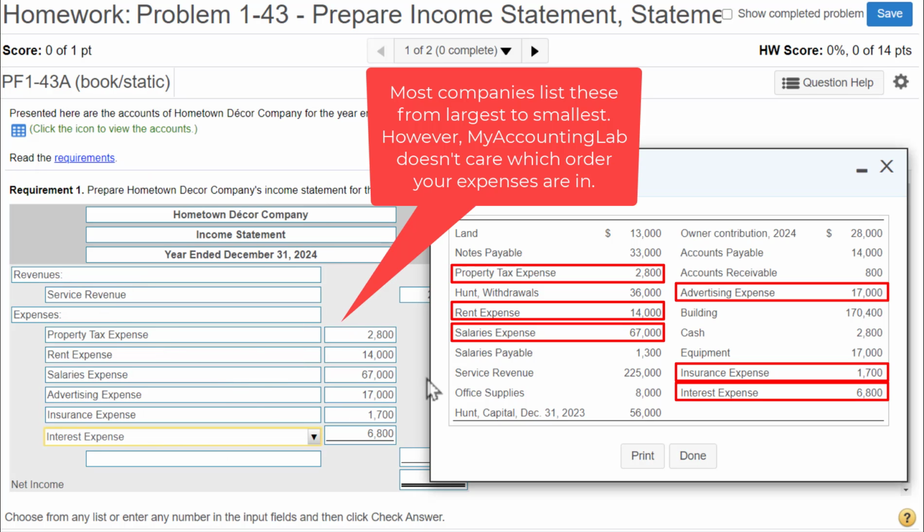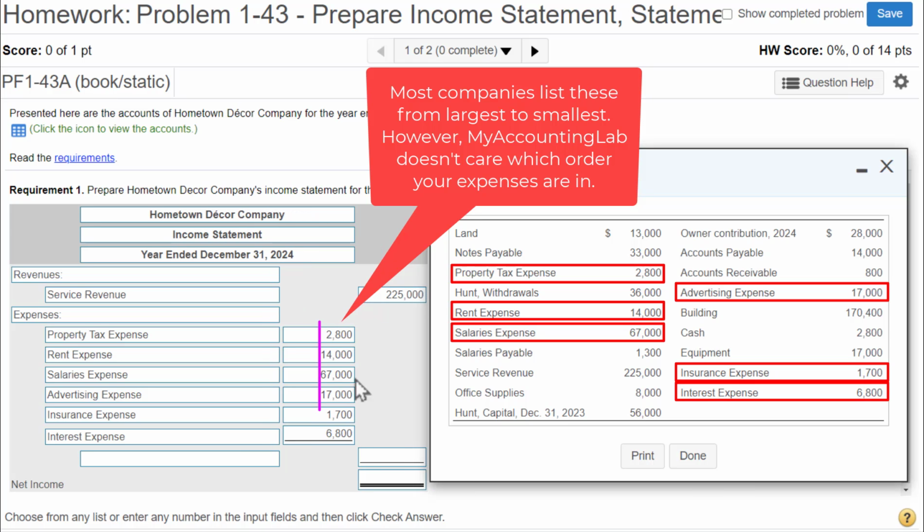Like I said, in the real world, you would put salaries expense at the top because it's the largest, followed by rent expense, etc. But again, My Accounting Lab is nice to you. They don't make you put these expenses in any order. So to eliminate the chance for error in a testing situation, just put them in the order that you find them here. And also in the real world, you'd probably just list them in whatever order you got from your source, and then you would use Excel to sort the column so that you don't have to try to figure out which one's bigger than the other.